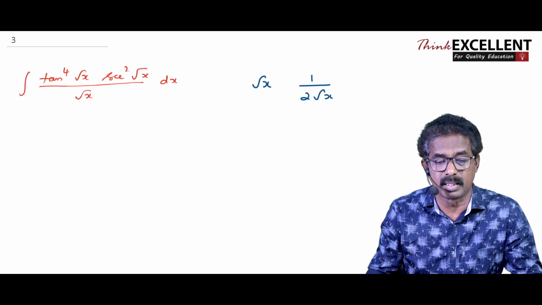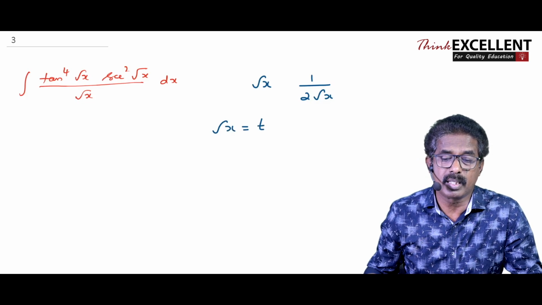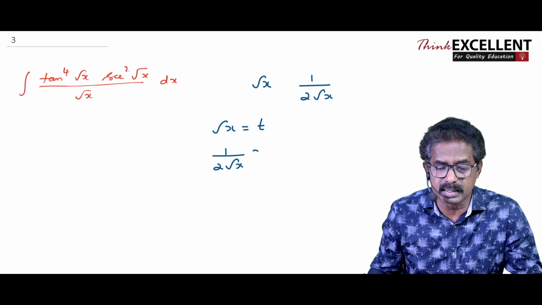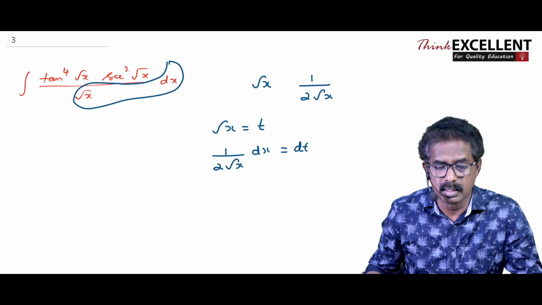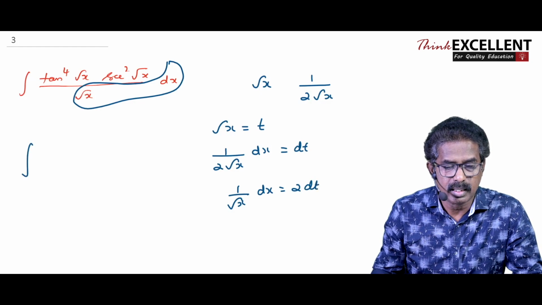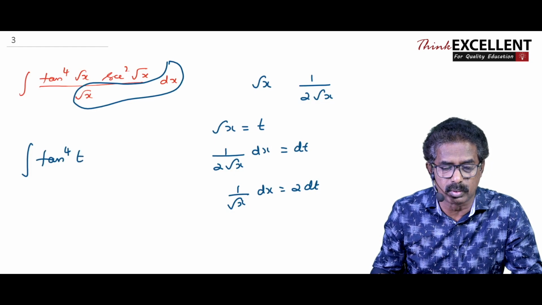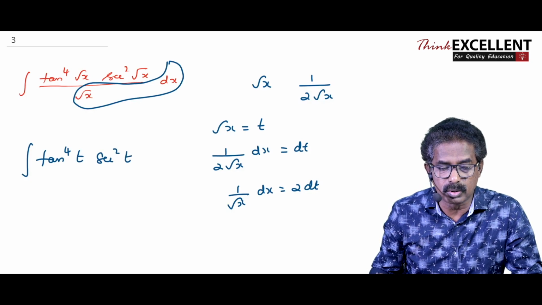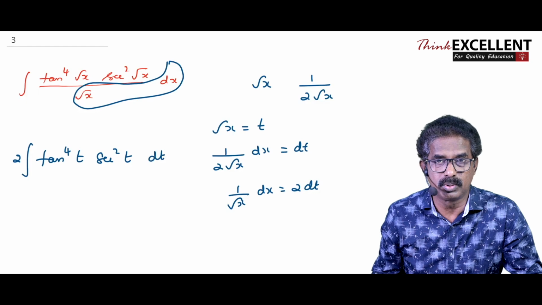So here we use the substitution method. I am taking root x as t. We take root x as t. Differentiate: root x derivative 1 by 2 root x, dx is equal to dt. So we can take the 2 to the other side. 1 by root x dx is 2 dt. Correct? If you substitute all this, the integral is tan power 4 of root x, which we have taken as t, secant square t, then dx by root x, that is 2 dt. We can take that constant 2 outside. Substitution, but there is no limit. Otherwise you change the limit also, right?